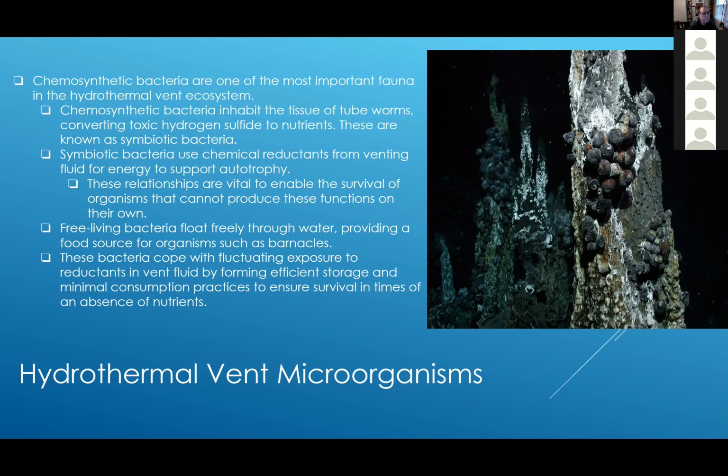There's also a different kind of bacteria called free living, where they just float around, and then organisms such as barnacles and other moving organisms are able to eat them. So they're just chilling, allowing other organisms to survive. And so the bacteria use fluctuating exposure in the vent fluid to efficiently store their energy. The minimal consumption practice ensures survival in times where there's fluctuation in the amount of nutrients being dispersed. So it's probably one of the most efficient ways to handle intermittent energy fluctuation.